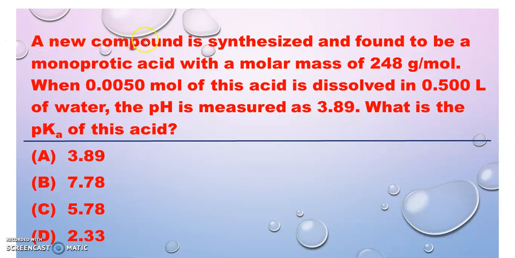The question is, a new compound is synthesized and found to be a monoprotic acid with a molar mass of 248 grams per mole. When 0.0050 mole of this acid is dissolved in 0.500 liter of water, the pH is measured as 3.89. What is the pKa of this acid?